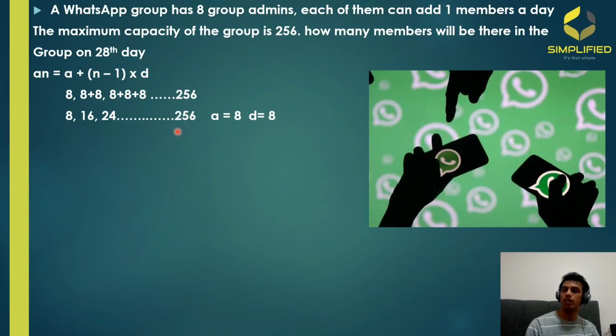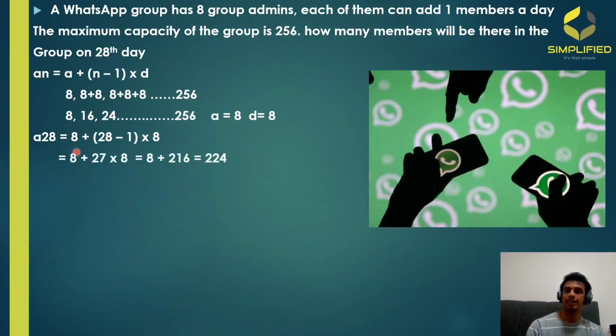We are using the regular equation for that, an is equal to a plus n minus 1 into d, in which a is equal to 8, that is the first term. Common difference is 8, we have to substitute that value too, and n has to be substituted by 28. So when you substitute all this, you'll get 28 minus 1, it is 27 into 8, which is 216, plus 8 is equal to 224, which means that the total number of members within the group on the 28th day is 224.